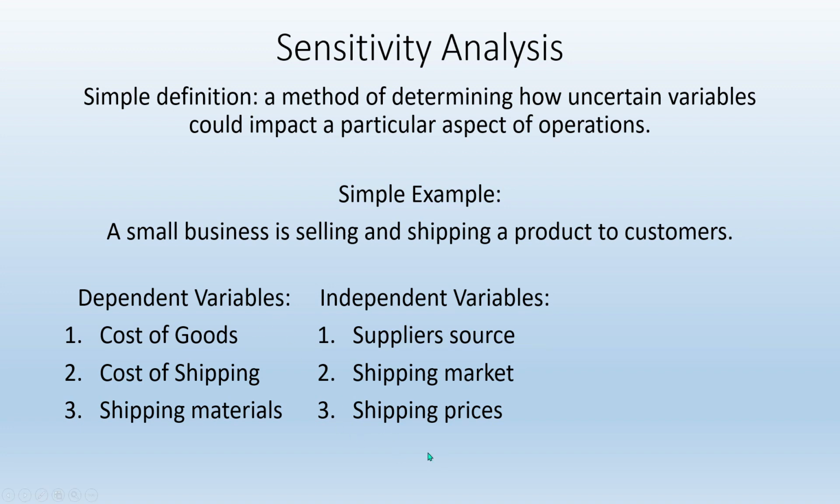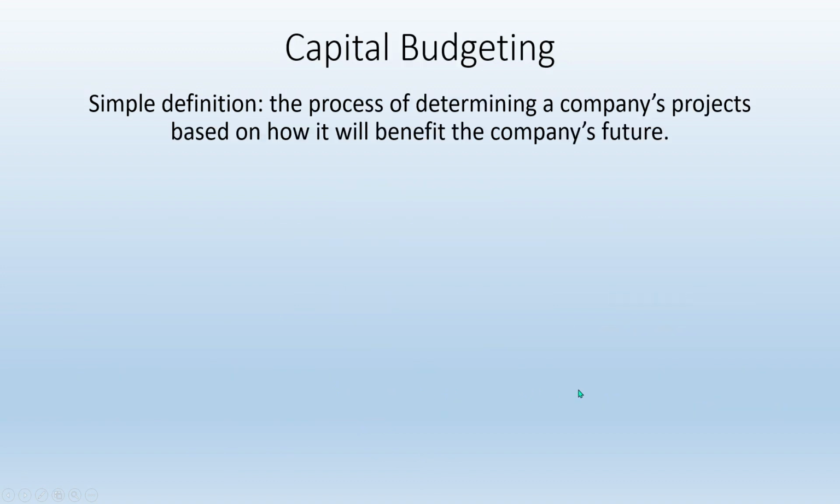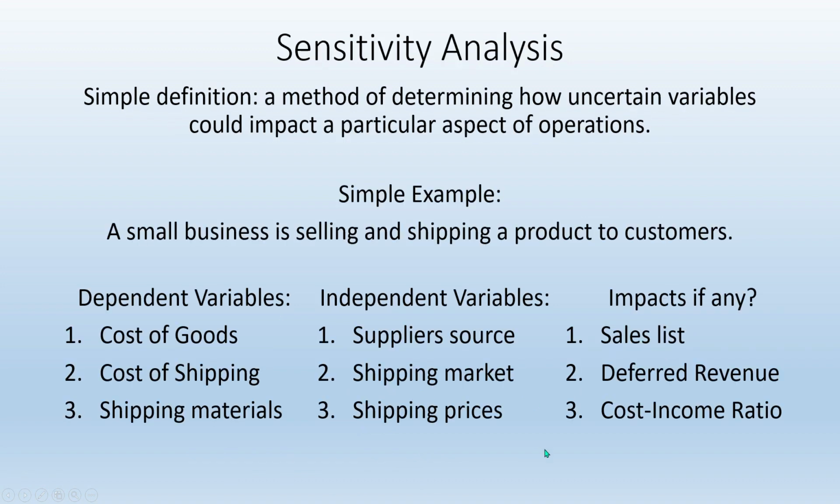Any of these independent variables could fluctuate, which could impact the company's ability to operate and sell and ship goods to customers. So these are just some possible ways that these dependent variables could be impacted by the independent variables. If sales are delayed, you may have to have a backup in orders, which would create a deferred revenue pool, which may impact your cost-income ratio. Shipping market, shipping prices, again, that could impact your cost-income ratio, which could affect your bottom line and maybe impact your prices as well.